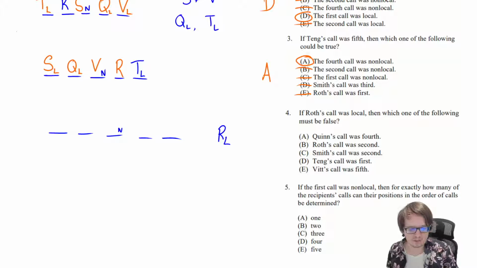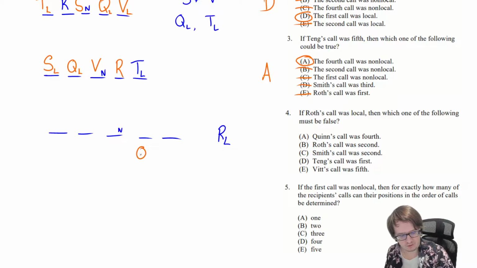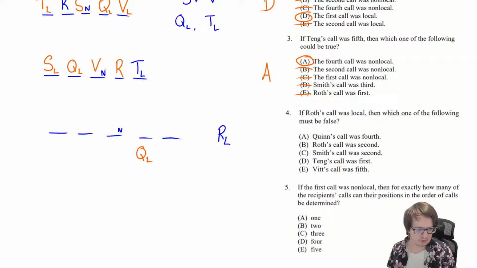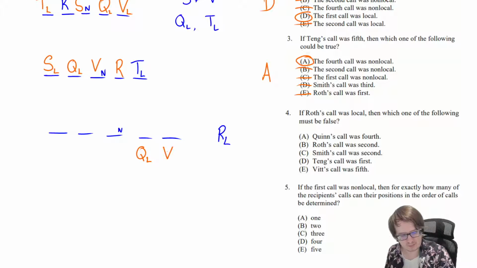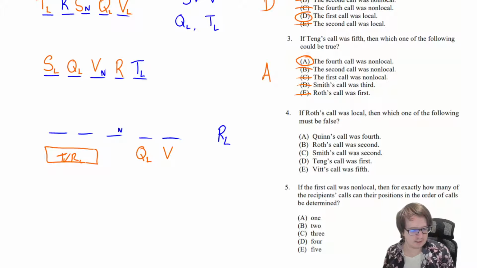So let's say that we do Quinn's call was fourth. So we know that Q is going to be here. What do we have now? Well, we know that V has to come immediately after it. T has to be local and R has to be local, which would mean that T and R have to fit into one of these two positions, but we don't know which ones. We know they're both local, and that's going to fit S into our third position, and S will be non-local, which means that V will be local as well. So Quinn's call can be fourth.